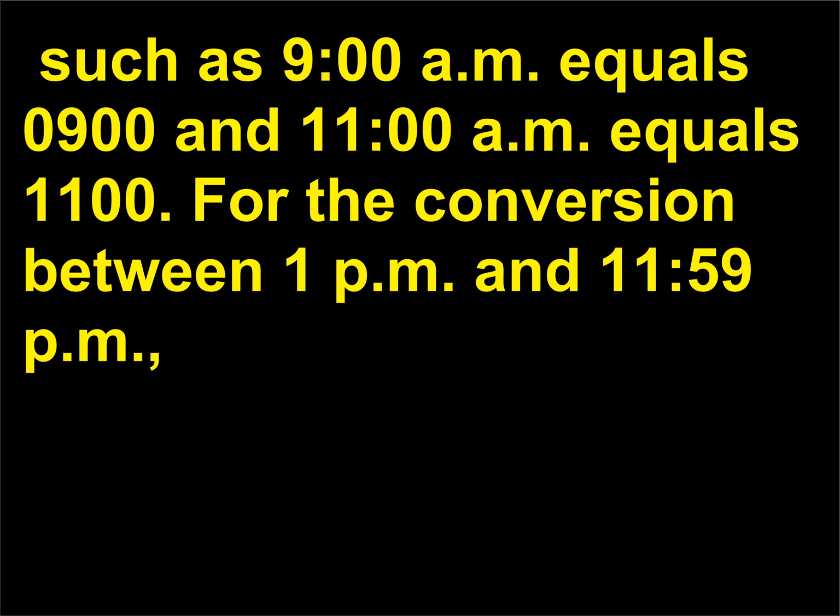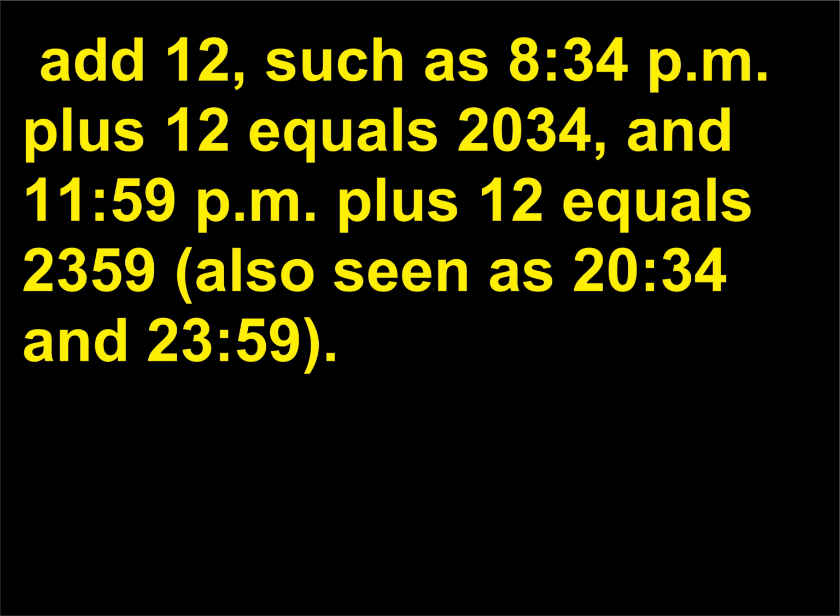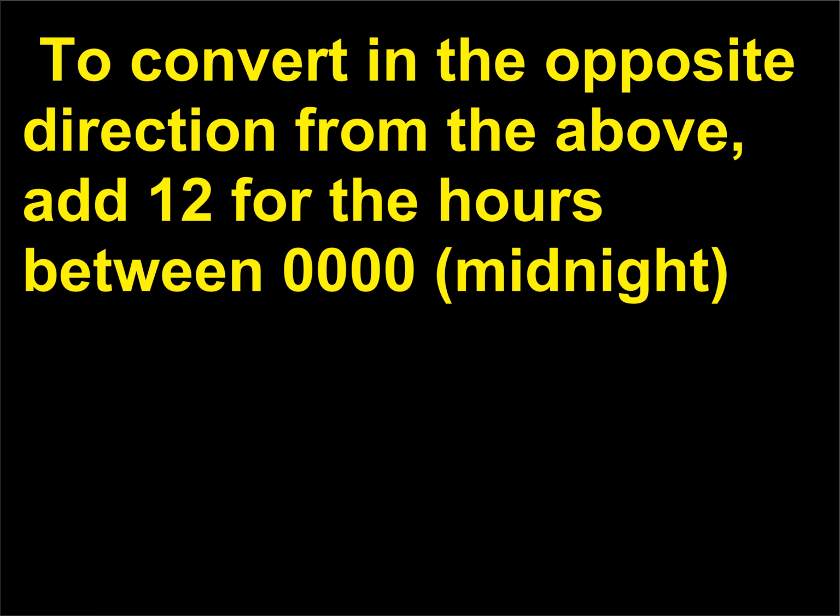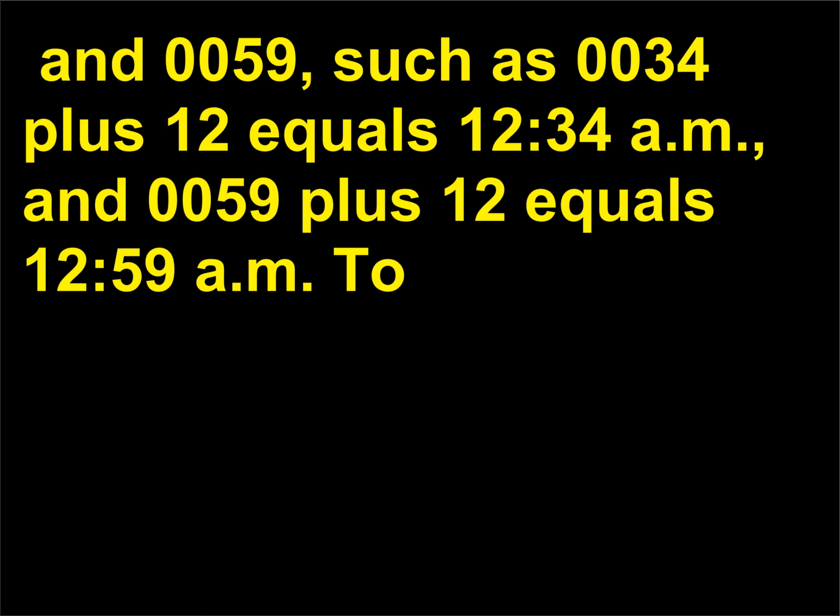For the conversion between 1 PM and 11:59 PM, add 12, such as 8:34 PM plus 12 equals 2034, and 11:59 PM plus 12 equals 2359. To convert in the opposite direction from the above, add 12 for the hours between 0000, midnight, and 0059, such as 0034 plus 12 equals 12:34 AM, and 0059 plus 12 equals 12:59 AM.